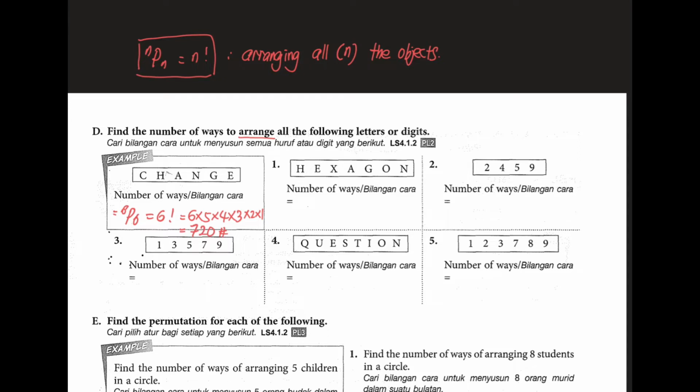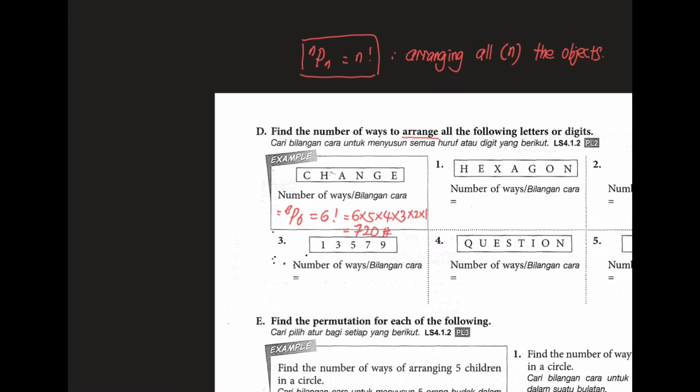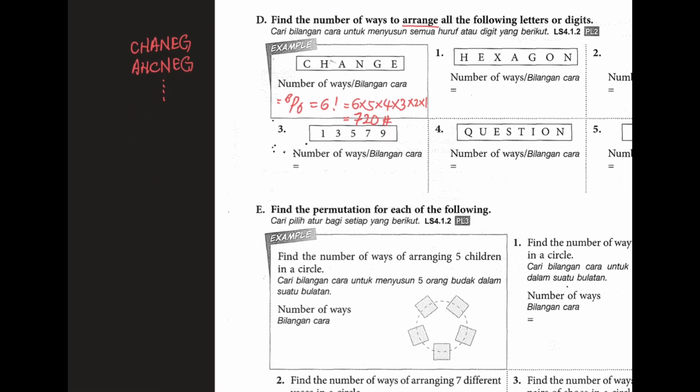Okay, so one of the examples is you can put it as CHANGE, or let's say CHANEG, this is the second way. Then you can arrange it as AHCNEG and so on. How many ways altogether? 720 ways. So I'm not going to write down all of them. I just give you some examples only. You arrange all of them in all kinds of ways. So altogether 720 ways. Okay, now let's see the next technique involving permutation.